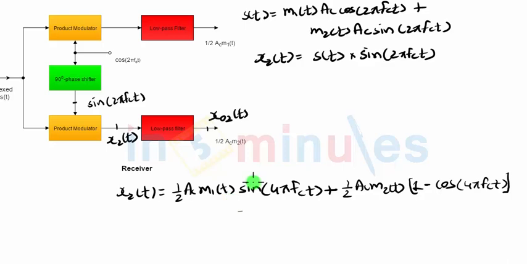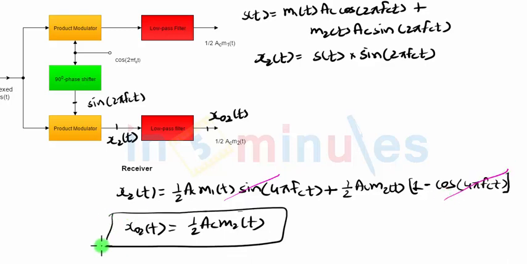So when you pass the signal through a low pass filter, my output of the low pass filter will only allow the frequencies up to 20 kilohertz to come at the output side, and hence the output will be half AC m2t. Alright, the sine 4 pi fct term and cos 4 pi fct term will be blocked by the low pass filter. So that becomes my second output, and you can see that we have got the second modulating signal back.